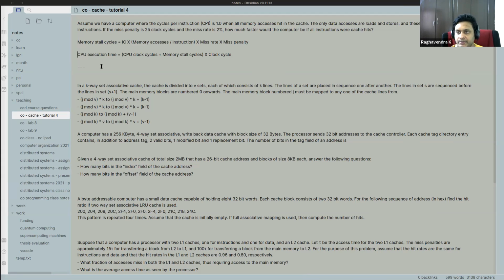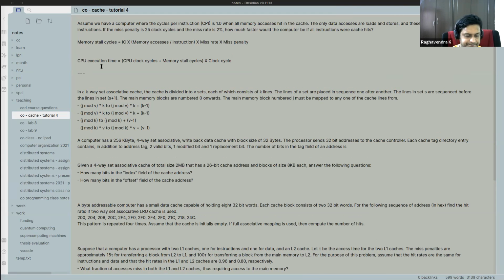And how do I calculate the memory stall cycles? So it's the instruction count, IC. How many instructions are there, into memory accesses per instruction, into miss rate, into miss penalty. So that's the memory stall cycles.